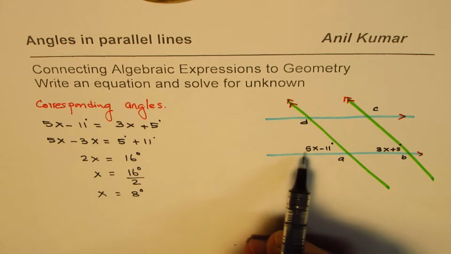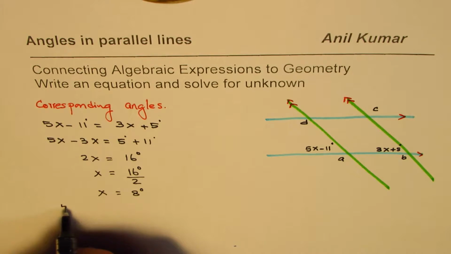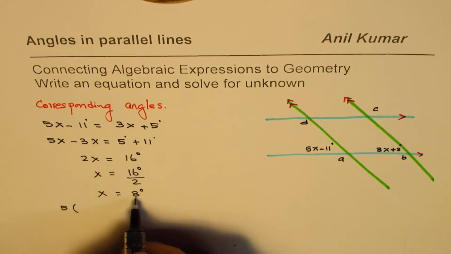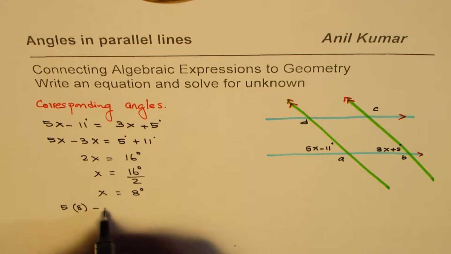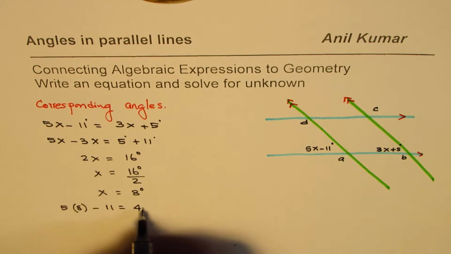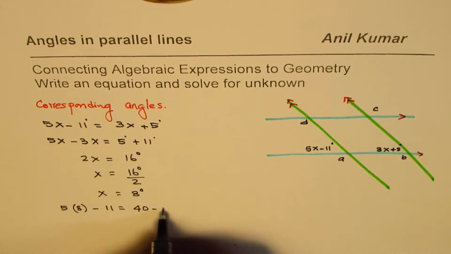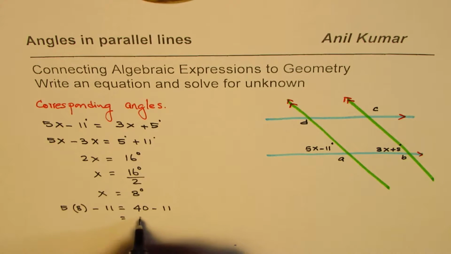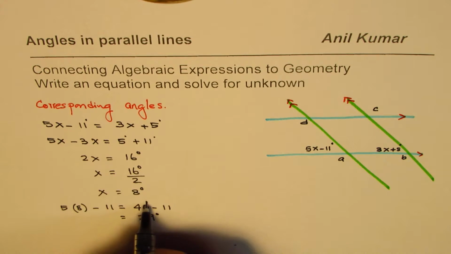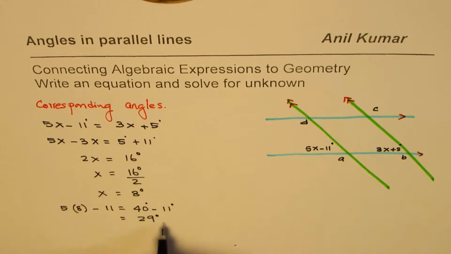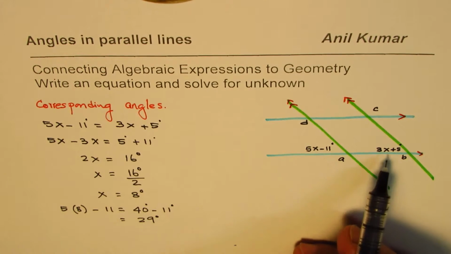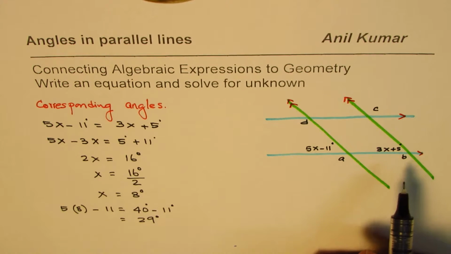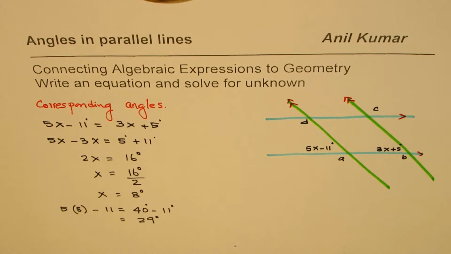Once you know x, you can find what 5x minus 11 is. So 5 times 8 minus 11, which is 40 minus 11, right? So that gives you 29 degrees. So 29 degrees is 5x minus 11. That should be equal to 3x plus 5 also, which you can verify, right? So you can verify that part.